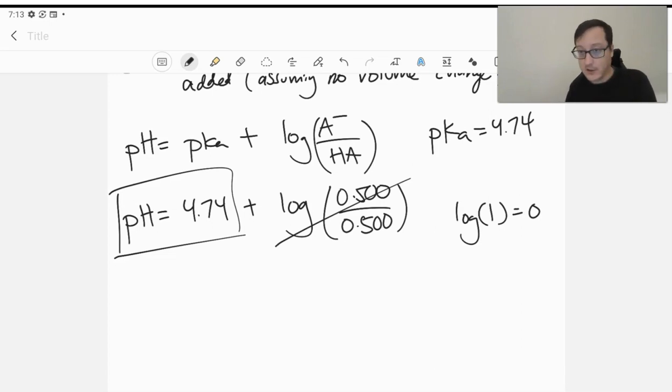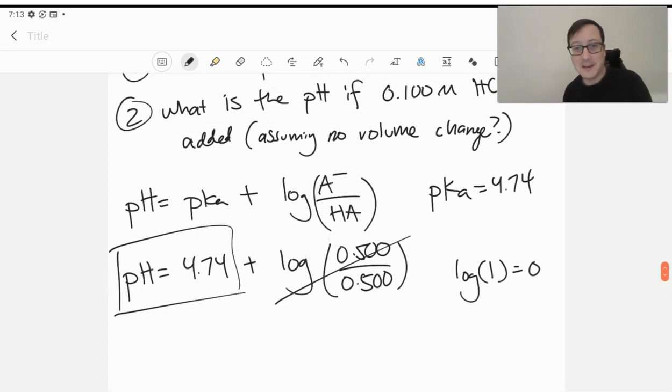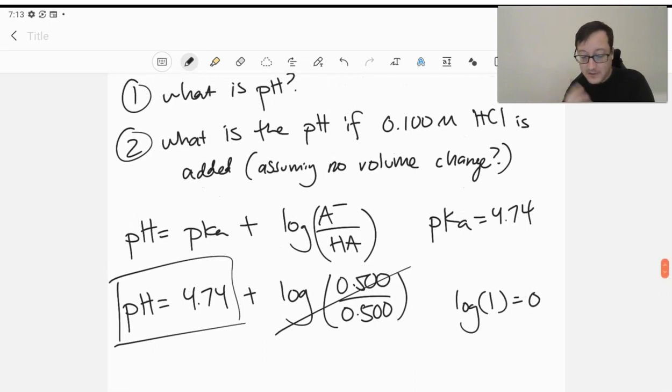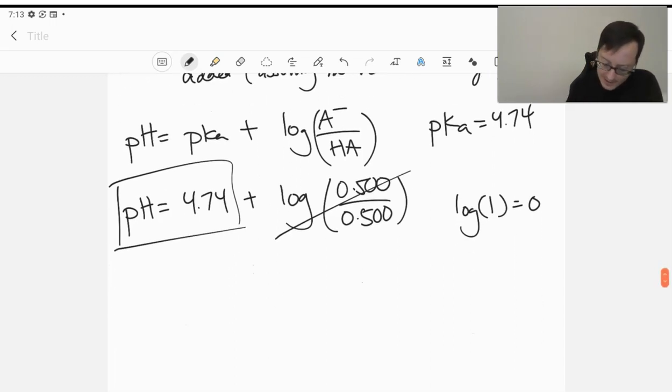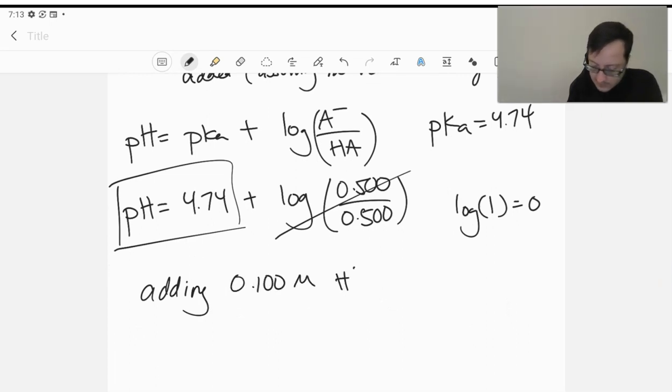But let's take a look at problem 2, because that's when the real fun begins. And I'm making this one a little easier. We can make it a little harder later. What's the pH if we add 0.1 molar of HCl? And again, we're going to assume no volume change. That's something we will have to worry about later. But let's not worry about that right now. Let's just assume that we're going to change our equilibrium a little bit.